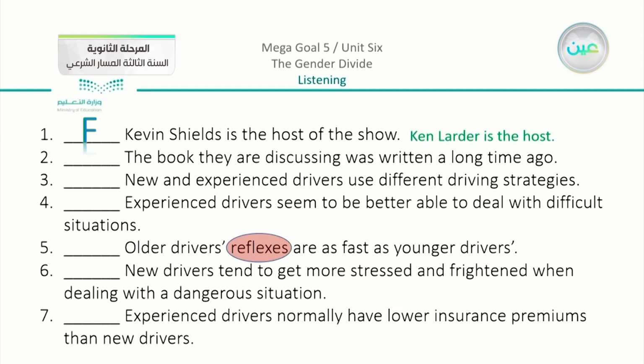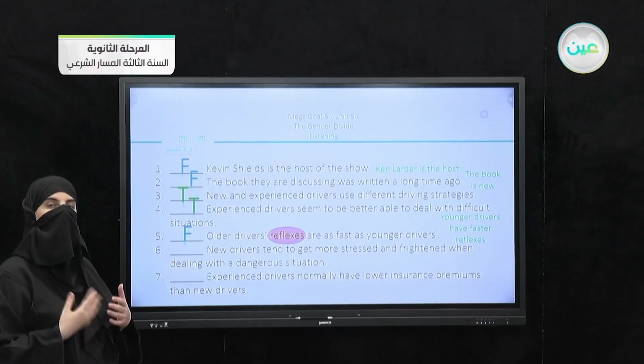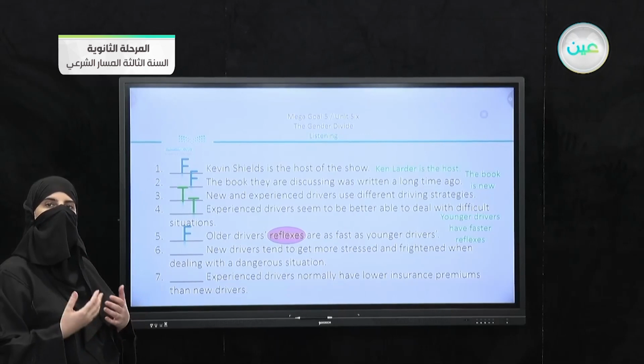Number two, the book they are discussing was written a long time ago. So actually, even this one is false because we listened and we heard that the book is new. Number three, new and experienced drivers use different driving strategies. So we can see that this one is true. Experienced drivers seem to be better able to deal with difficult situations. Now we have listened to this part and also this one is true. Older drivers' reflexes are as fast as younger drivers. So we did mention the word reflex from the very start. Now we have this statement is actually false because it was mentioned that younger drivers have faster reflexes. Why? Because the older drivers, they are actually used to driving and they have more experience, which makes their reflexes different.